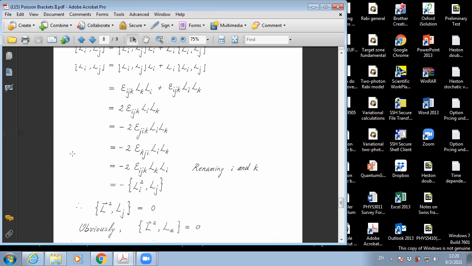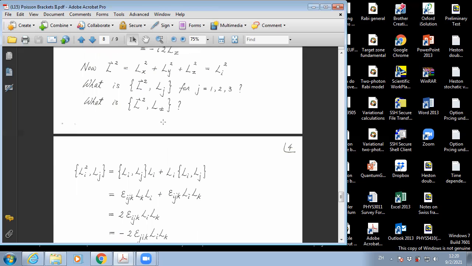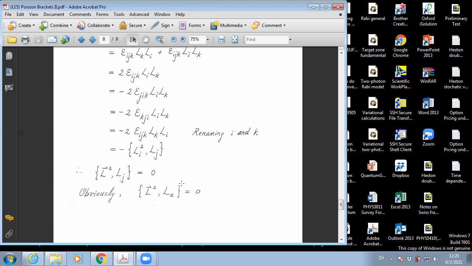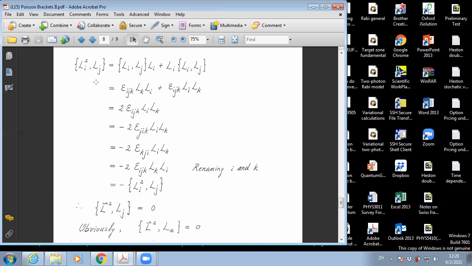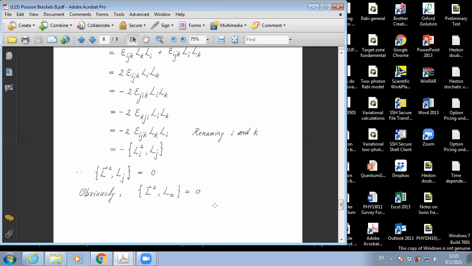Now, obviously, we can repeat the same calculations for L plus and L minus, but we don't have to do that because L plus is equal to Lx plus i Ly. Since L squared commutes with all components, the Poisson brackets between L squared and each component are equal to 0, so the Poisson bracket between L squared and L plus or L minus must vanish automatically. Okay.